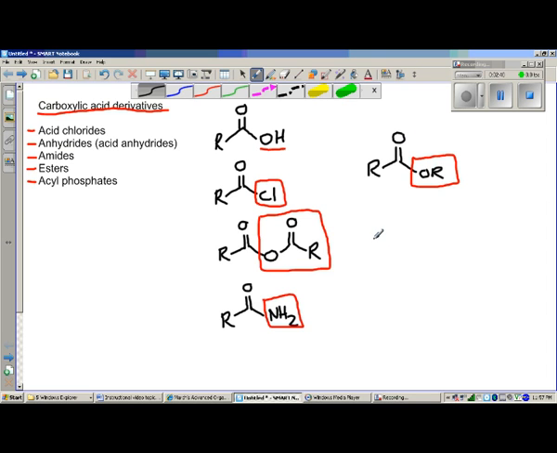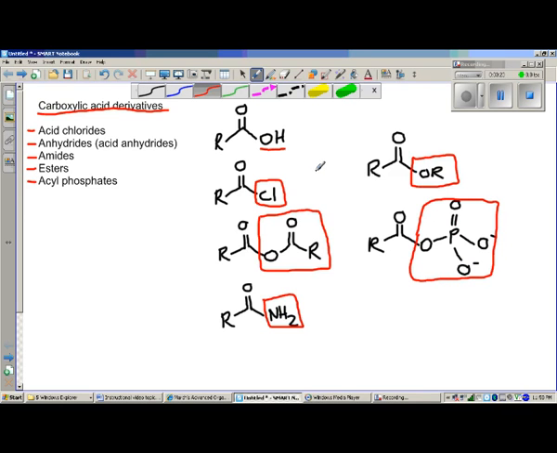And then the last one, in some ways the most biologically relevant of these, apart from the amides, are the phosphates. Okay, well, what I have is a group that looks something like this. Phosphate is PO4 3-, so a phosphate group like this would look something like this. You'll see a whole bunch of these in your DNA chains and a lot of proteins and things like that. So these are the 5 groups that are derivatives of carboxylic acids.